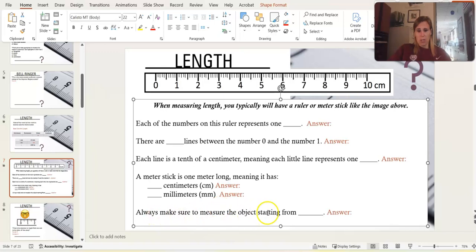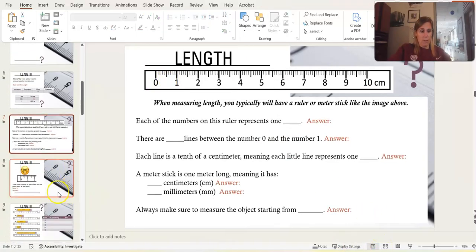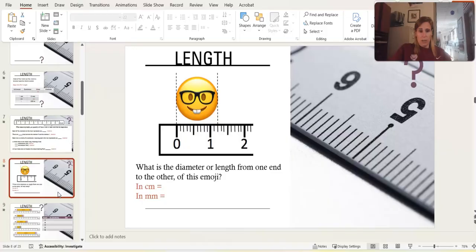Okay, always make sure to measure the object starting from. So a lot of people will start from the end of the meter stick, but that's not correct. Take a closer look, okay, what the end of a meter stick might look like. Okay, so answer that question as well. Okay, what is the diameter or length of one end to the other of this emoji? Okay, if it ends in between lines, make sure you guys give a decimal estimate.